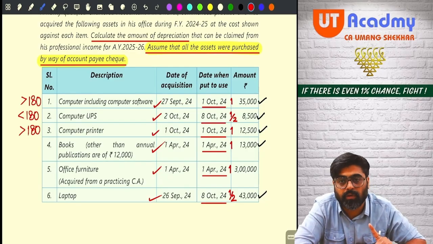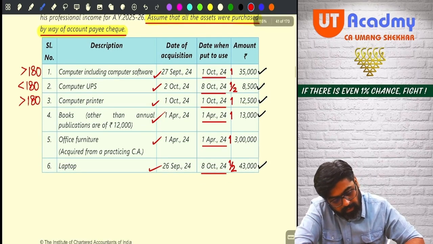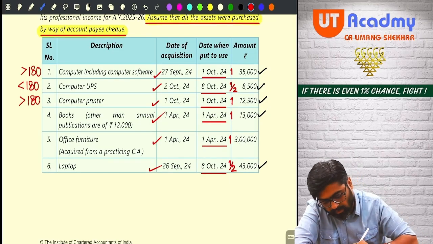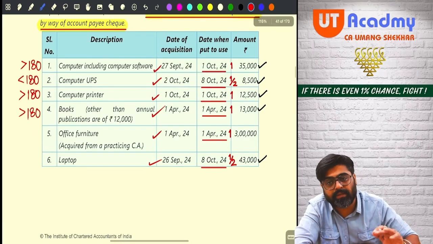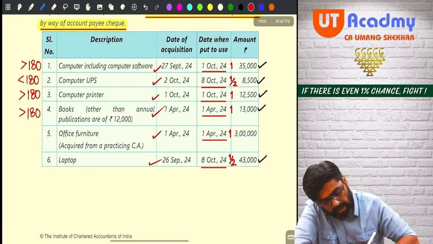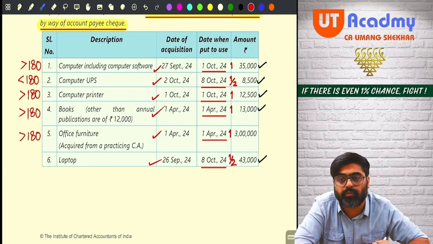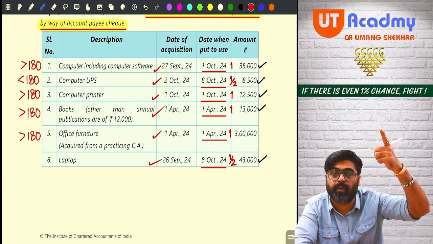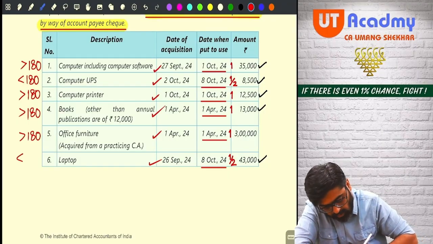Now books, there will be a separate block of books also. Books other than annual publication are put to use on 1st April 2024. 1st April they are bought, 1st April they are put to use also. Greater than 180 days. Office furniture, another block will be made. Office furniture is greater than 180 days because it was put to use on 1st April. Laptop, I will bring this laptop in the block of computers. And the laptop was put to use for less than 180 days, 8th October. Can you see?